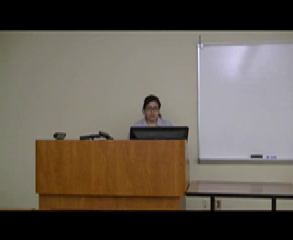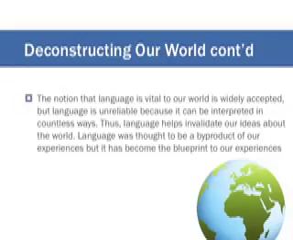Language is vital to our world, but it's also unreliable because it can be interpreted in countless ways. This language can help invalidate our ideas about the world. Language was thought to be a byproduct of our experiences, but it has become the blueprint to our experiences. And like I mentioned before, language is shaky and unstable, and philosophy is understood via written and spoken word. Therefore, it too is shaky and unstable.